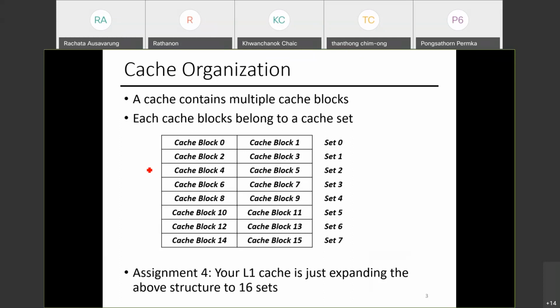In Assignment 4, you are going to build two levels of cache. The first level is exactly like this, but you expand the sets from 0 to 7 now to 0 to 15. That's all. We'll talk about this a little bit once we get to the part where we discuss the assignment.